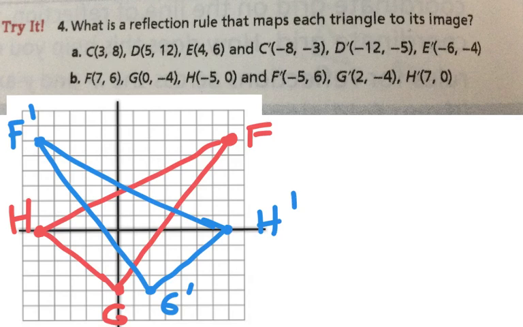What's cool is my F and F prime have the same y value. The G and G prime have the same y value. The H and H prime have the same y value. So that tells me it's going to be a vertical line. But if it was this vertical line, then it should be the midpoint, right? So if I'm looking for the midpoint, it'd be 1 over.